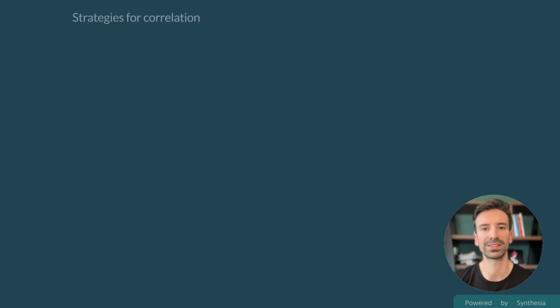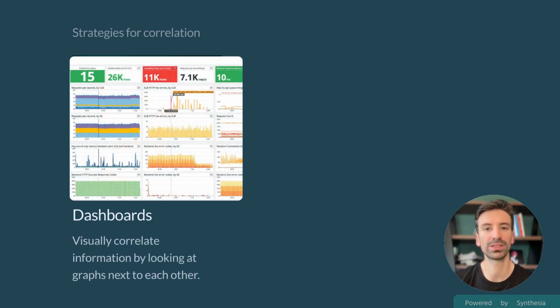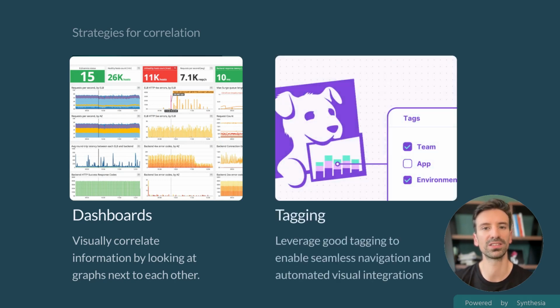So how do you correlate data effectively? There are two main strategies. First, use dashboards to visualize multiple metrics at once. Second, apply tags and labels to group related data and systems together. So let me go through how to set up some of that data correlation with tagging.